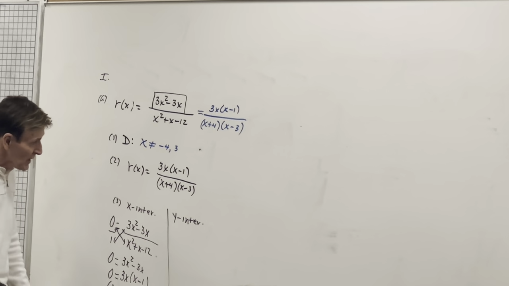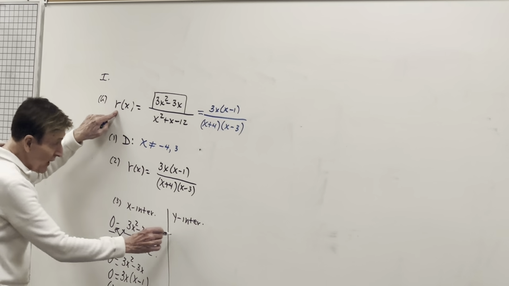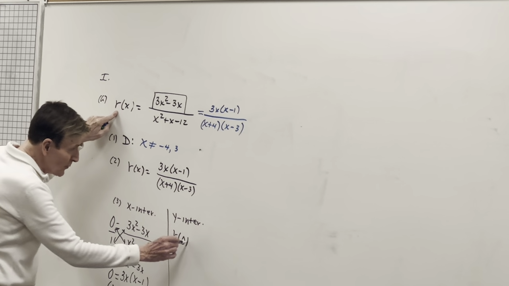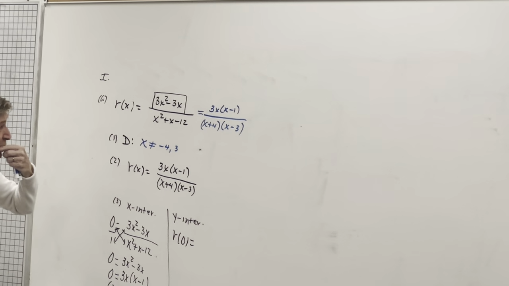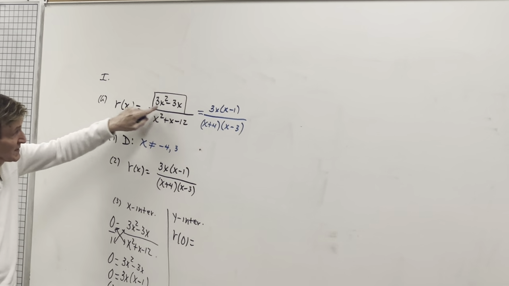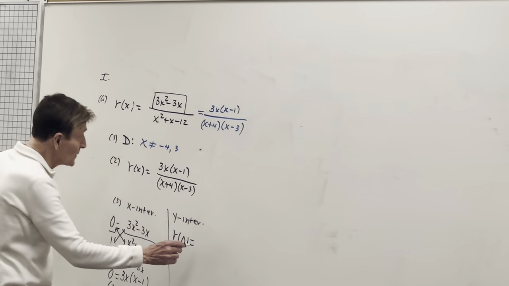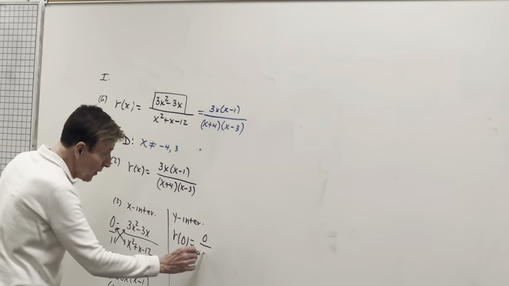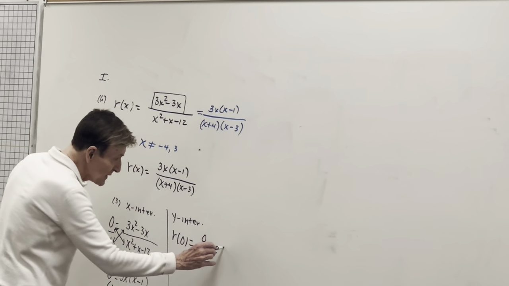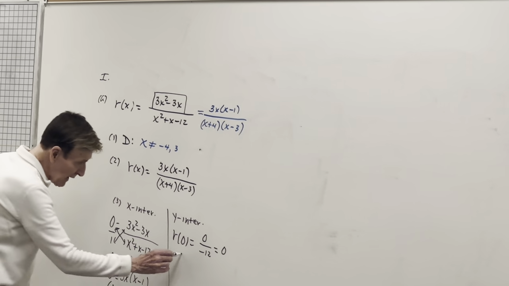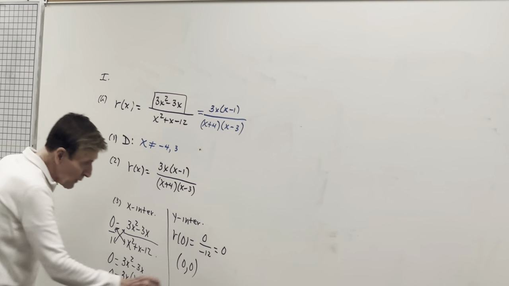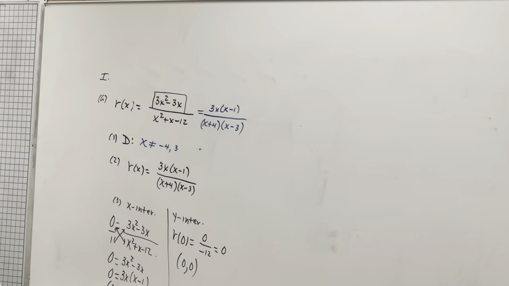Now, the y-intercept will be easier. You go back to your function and find r at 0. Replace all the x's by 0. Guys, we'll do it here. I'll get a 0 on top in that numerator, and it looks like maybe a -12 in my denominator, which really says 0, which we might expect. The y-intercept is 0, 0. Look at all the partial credits you have already.